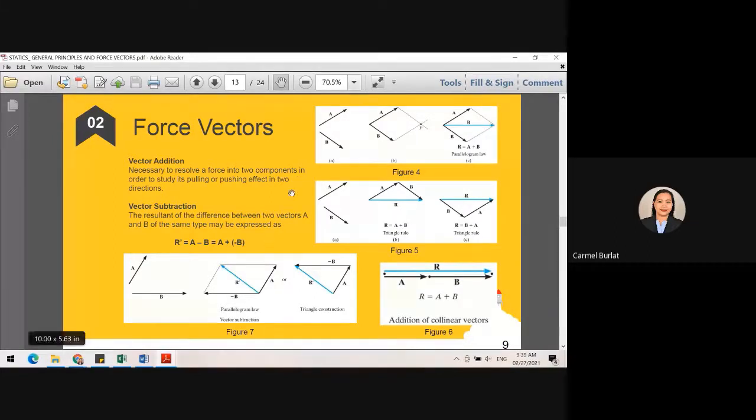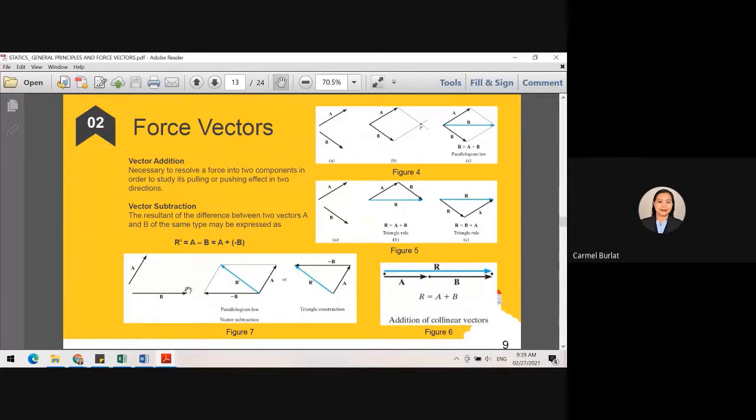If you add two vectors, the resultant R is equal to vector A plus vector B. If you subtract two vectors, the resultant R prime is equal to vector A plus the negative of vector B. The negative refers to the sense, not the magnitude, okay?